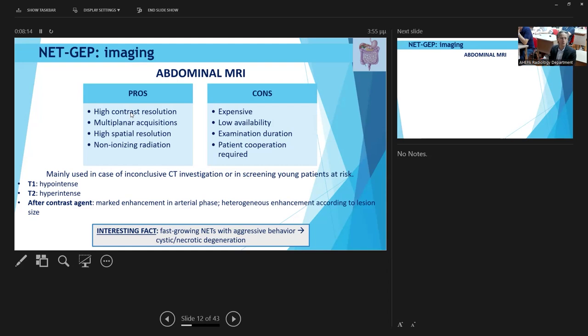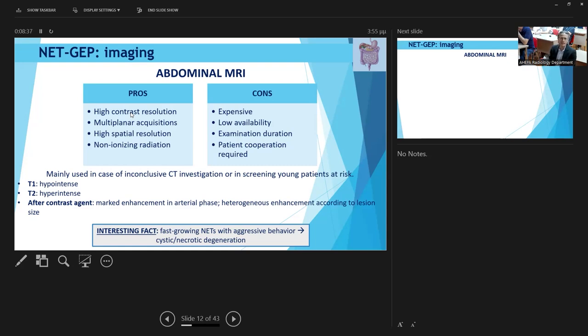So it means that we deserve a good cooperation of the patient before we spend the money and make this kind of examination. When should we use the abdominal MRI? Mainly in those inconclusive cases at CT examination, or when we have to screen young patients due to several risk factors.